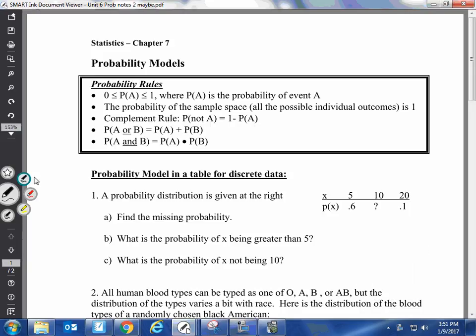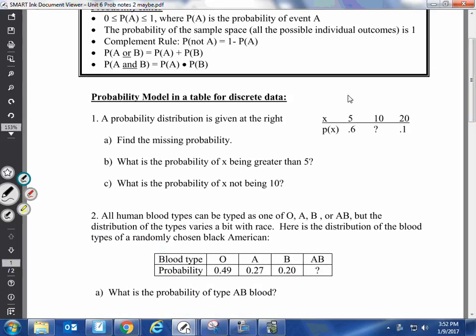All right, so we're going to move into the last lesson of probability, which is probability models. And we'll talk about probability distribution models in particular. Some probability distribution models will look like this. It's for a discrete data set. We have a possible outcome of 5, 10, or 20 with the individual probabilities.